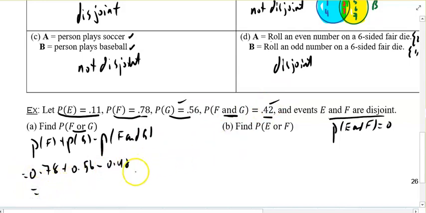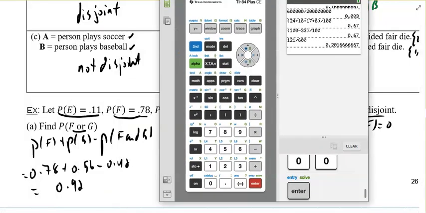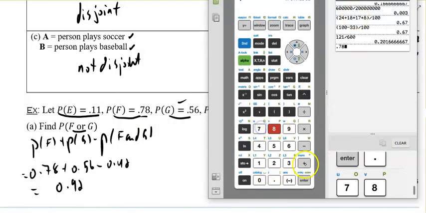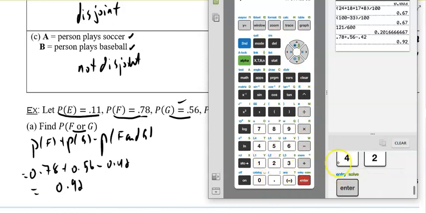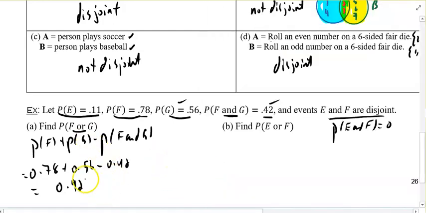If I plug this in my calculator, I will get 0.92, which means what? So here again, if you want to see it, 0.78 plus 0.56 minus 0.42 is 0.92, or 92%.